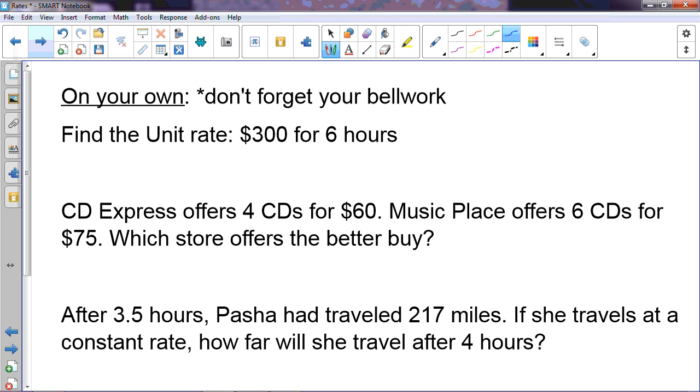So by finding the unit rate, it helps us better understand what's going on. So now you're going to try a few.